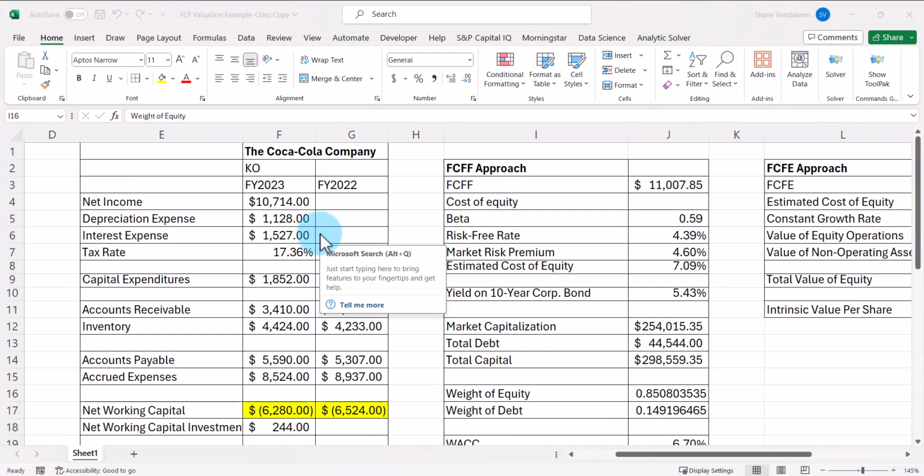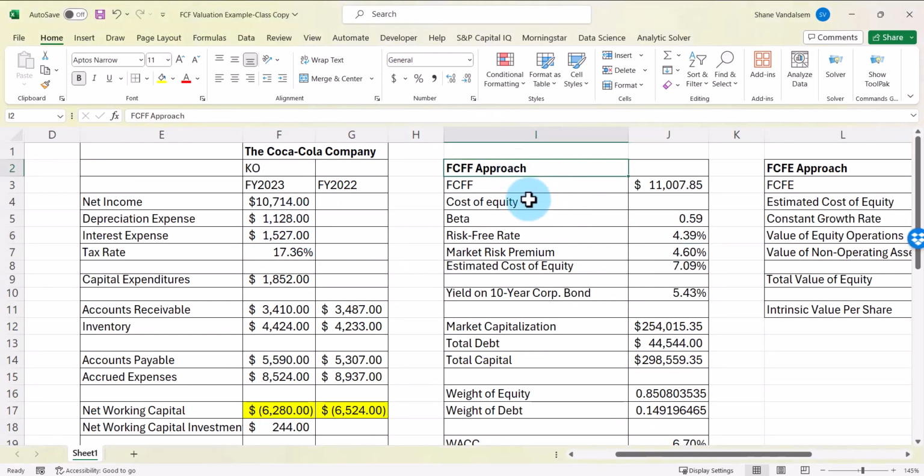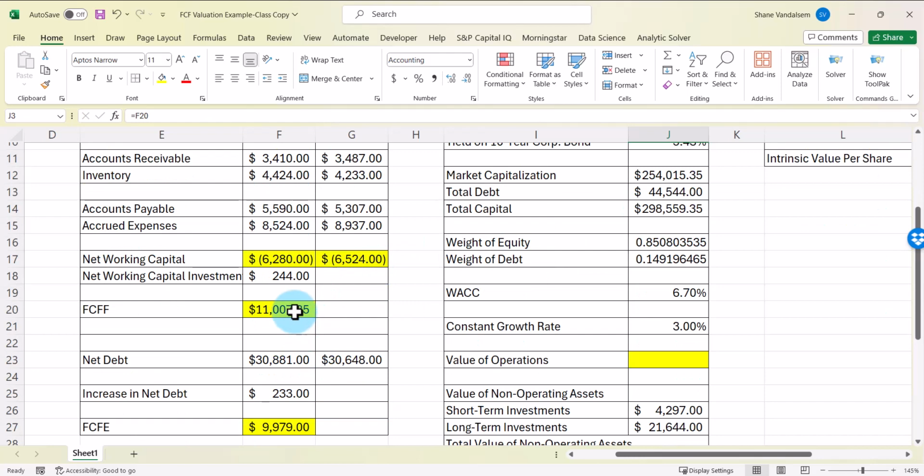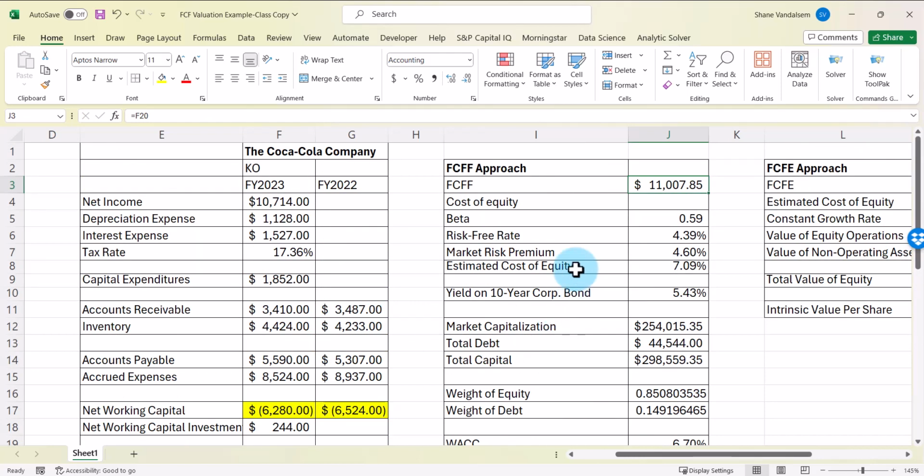Now we're going to move on to calculating the value of operations for the firm. We're going to start here with the free cash flow to the firm approach. Our free cash flow to the firm, which we calculated down here, was approximately $11 billion, a little bit more than that. And now we need to know what the cost of equity and the weighted average cost of capital is for the firm. So Coca-Cola has a beta of approximately 4.59. The risk-free rate for the company is 4.39%.